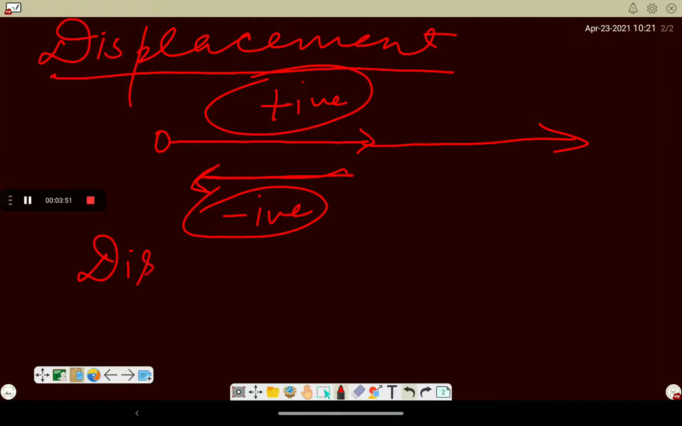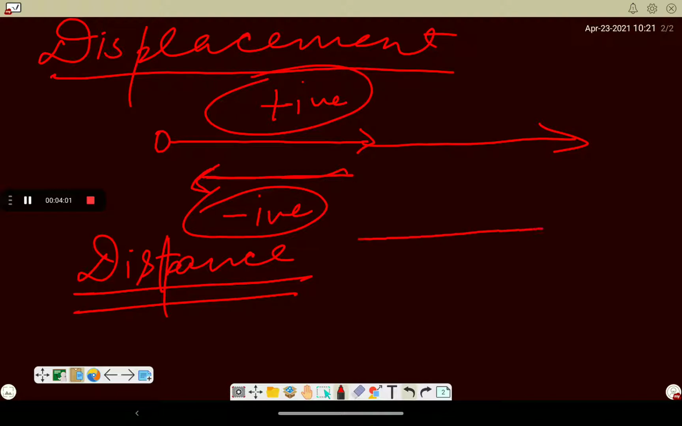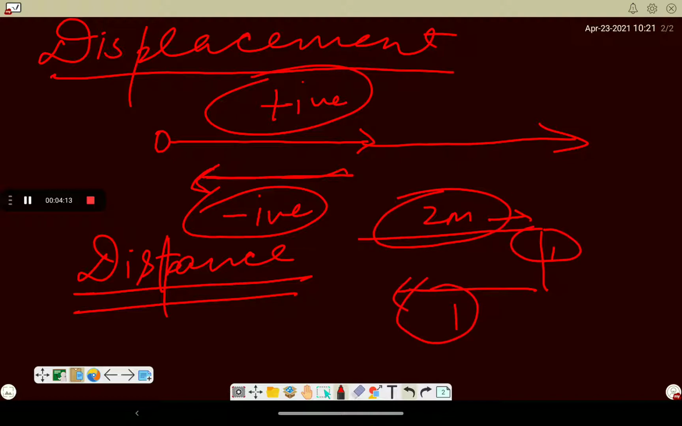Whereas in case of distance, we will just add. We always add. Suppose 2 meter is going in this direction, and then suppose 1 meter, and then again 1 meter. So you will just add 2 plus 1 plus 1, 4. So the answer will be 4. So in the distance we will simply add. In the displacement we will take care of the directions. We will assign positive and negative signs to it.